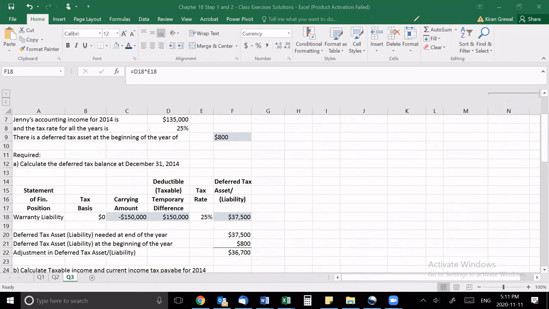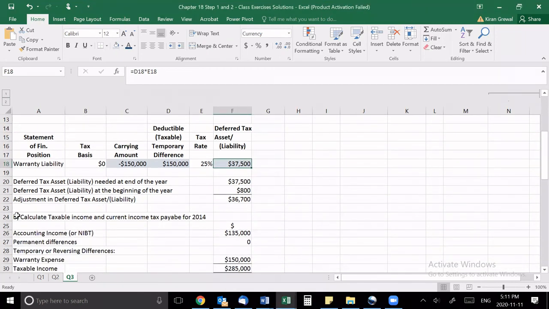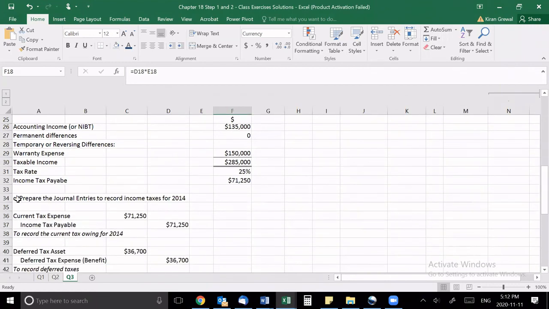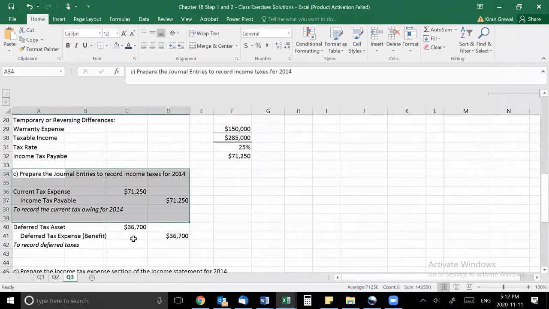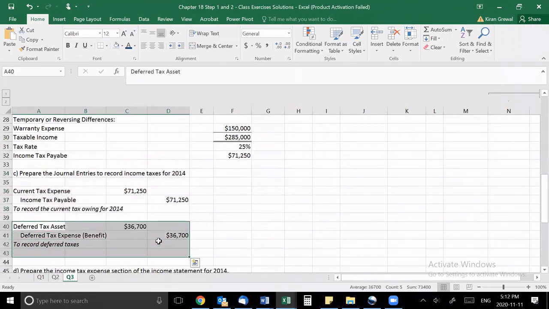So if you look at part B, sorry, I think part C asks us to record the journal entries. So I'll just show you this journal entry since we were doing that step anyways. The deferred tax asset gets debited 36,700. Deferred tax expense/benefit: in this case, it would be a benefit because it's a credit amount, 36,700.